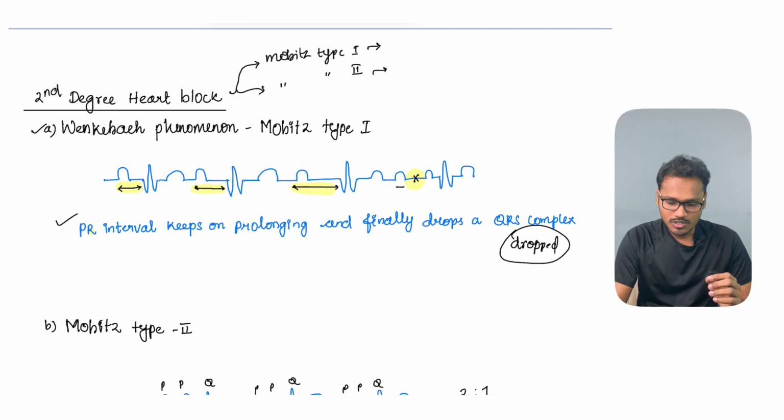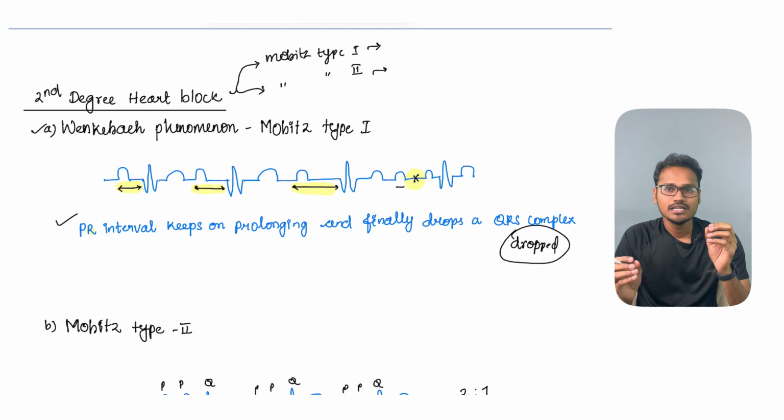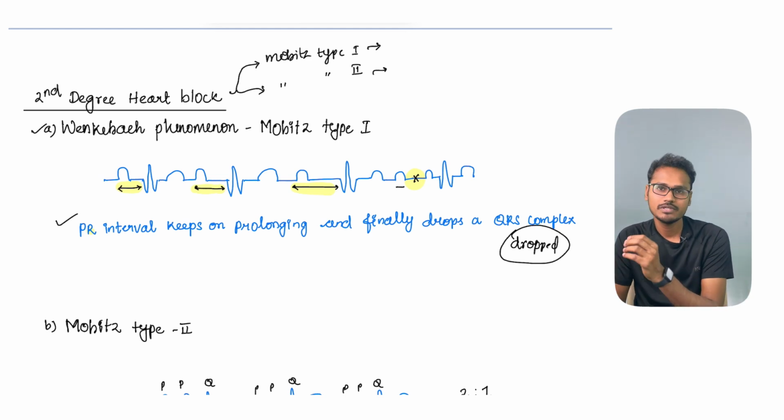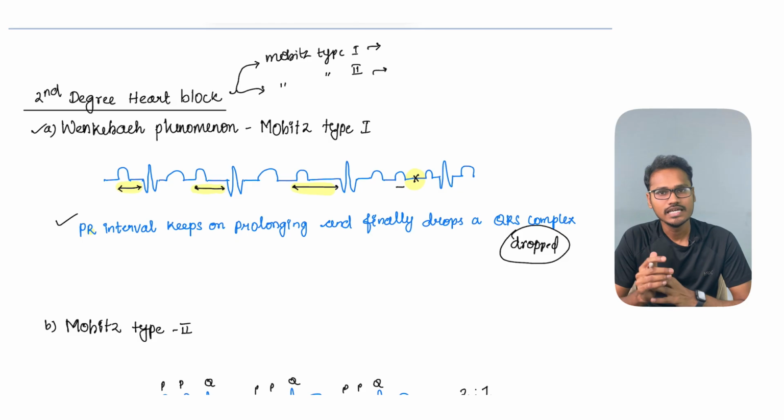So these heart blocks are easier to spot in the ECG because once you analyze the rhythm strip and you are able to spot the P wave and the QRS complex sequence, you can easily identify the heart blocks.